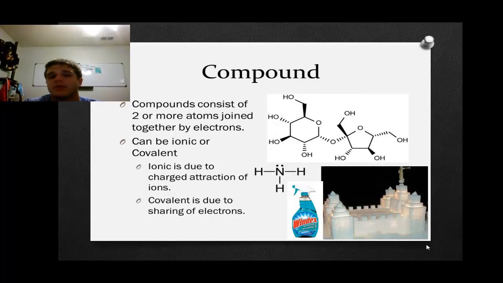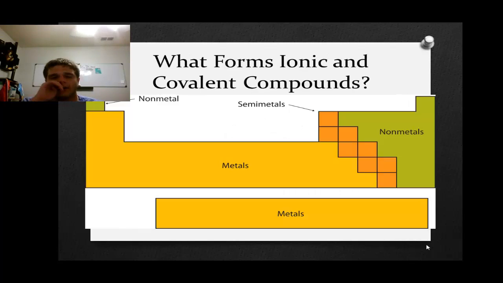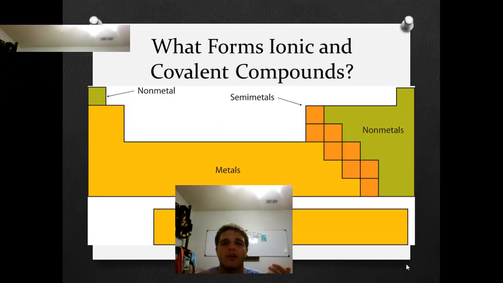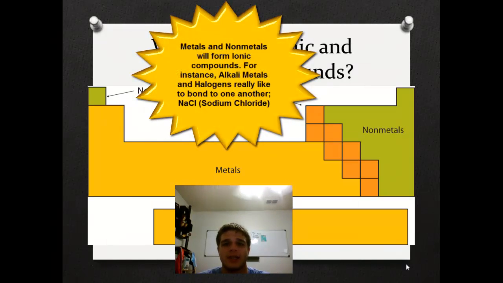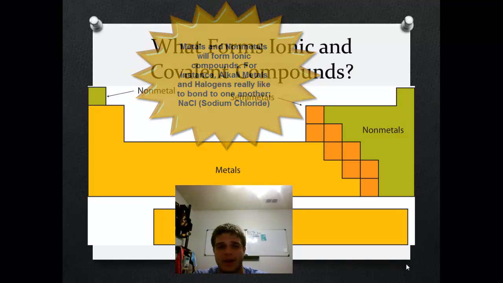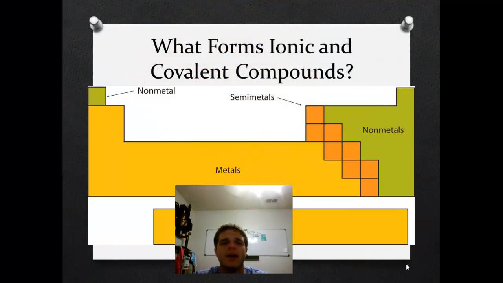But it's important that you understand the difference between what an ionic compound is and a covalent compound is. Ionic is due to a difference in charge. Covalent is due to sharing. Now, what on the periodic table will form covalent and ionic compounds? Metals and nonmetals are your winners for forming ionic compounds. The metals will willingly give up electrons, whereas the nonmetals will willingly take them on, except for the noble gases.